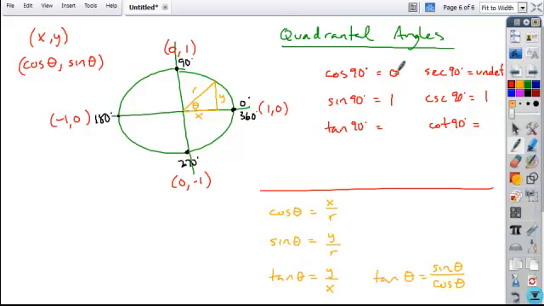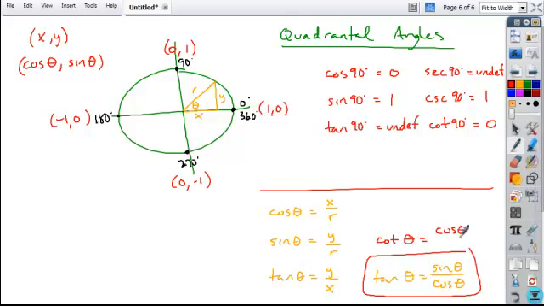So what's 1 divided by 0? Undefined. And the cotangent is the reciprocal of that, so the cotangent is going to be cosine over sine. So what is 0 divided by 1? 0. Okay, so you can find the tangent and cotangent of any of the angles on the unit circle by using this relationship. The tangent is sine over cosine. And if you needed to find its reciprocal, the cotangent is cosine over sine. Okay, so you might see those coming up as well.